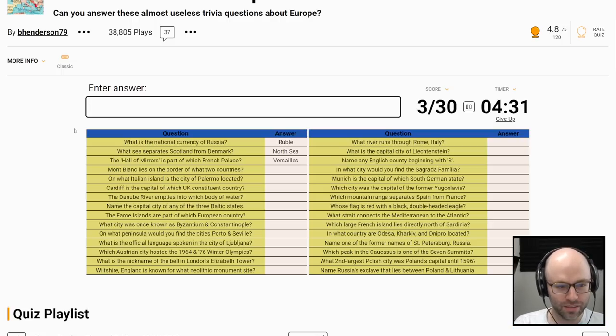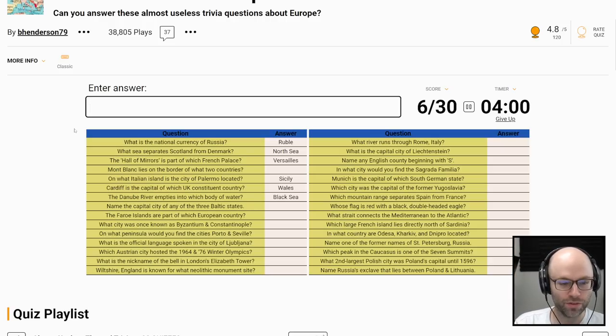What island is the city of Palermo located on? Sicily. Cardiff is the capital of Wales. The Danube empties into what body of water? The Black Sea? I was never good at water questions. I'm starting to, the maps came first, and then I can use the maps to try to do the water questions now. I never knew rivers and oceans before.